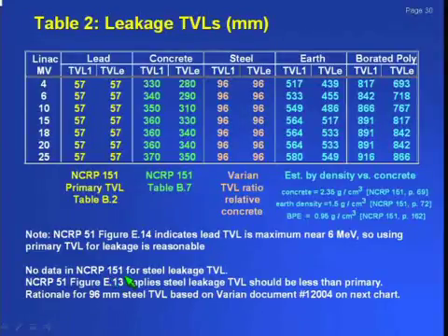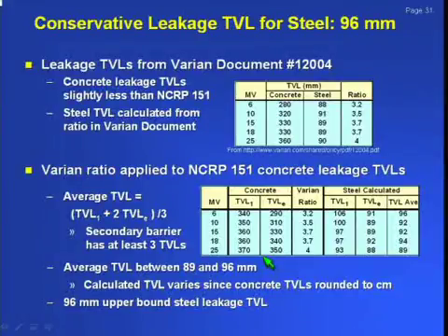There is no data in NCRP 151 for steel leakage, so this is data we got from Varian, because you will find steel is used a lot in construction. The conservative leakage TVL for steel is 96 millimeters. Again, it is from a Varian document 12004. But basically what it says is your concrete leakage TVLs are slightly less, according to that document, than what is in NCRP 151, but that is where you get your data for steel.